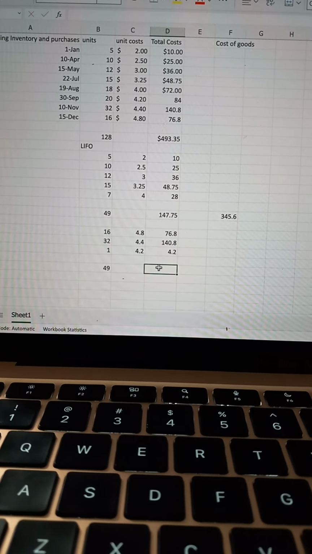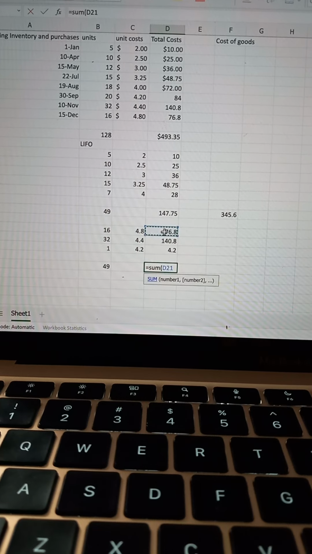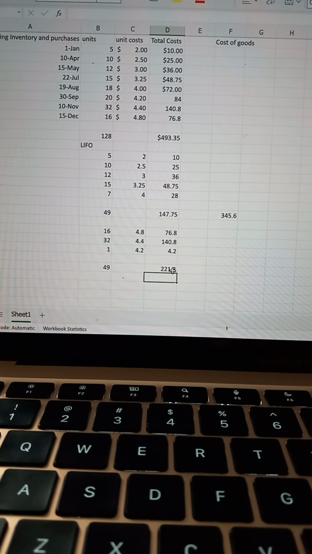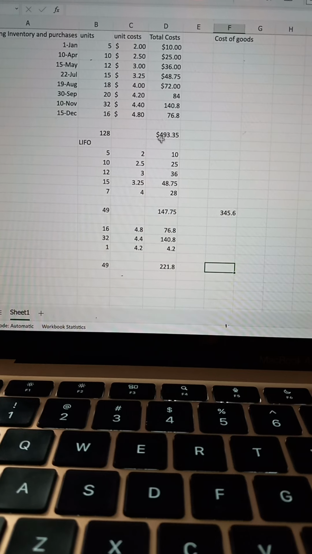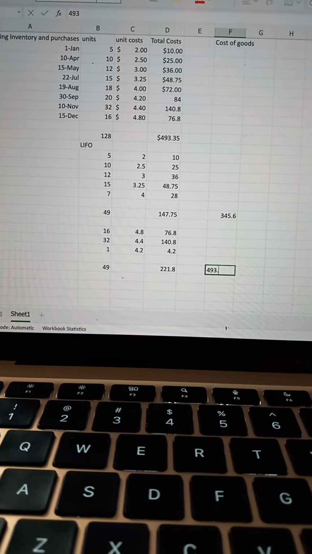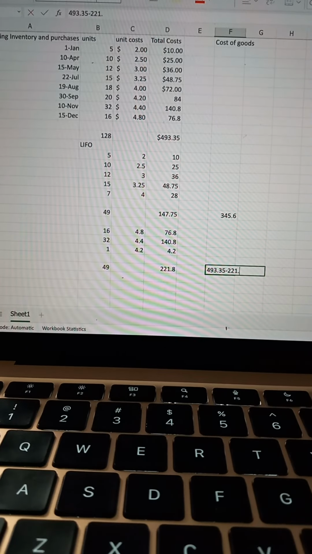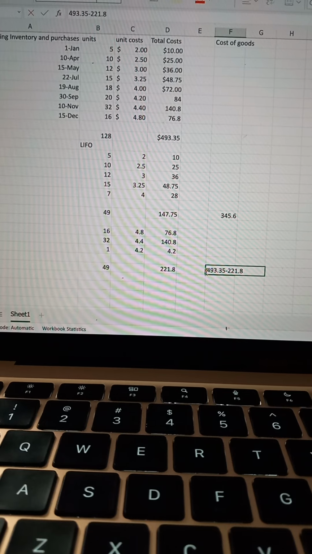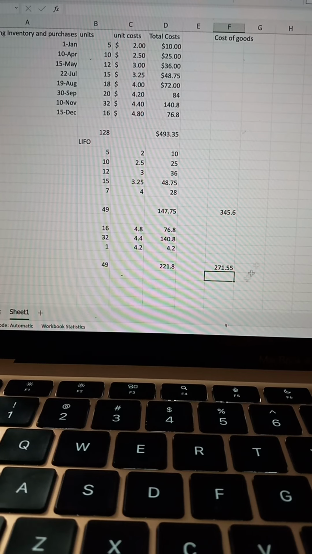Here, we're going to do the same thing like we did last time. We're going to add these values. Okay? And what we're going to do what we did here, is we're going to take this value, 493.35. We're going to subtract our 221.8. That gives us our cost of goods.